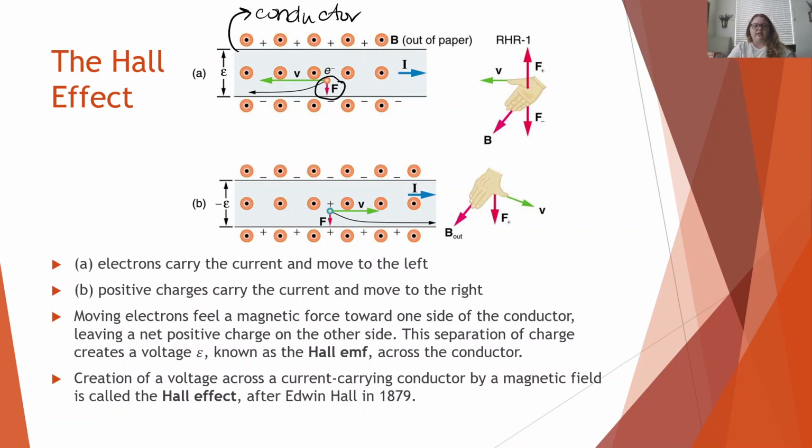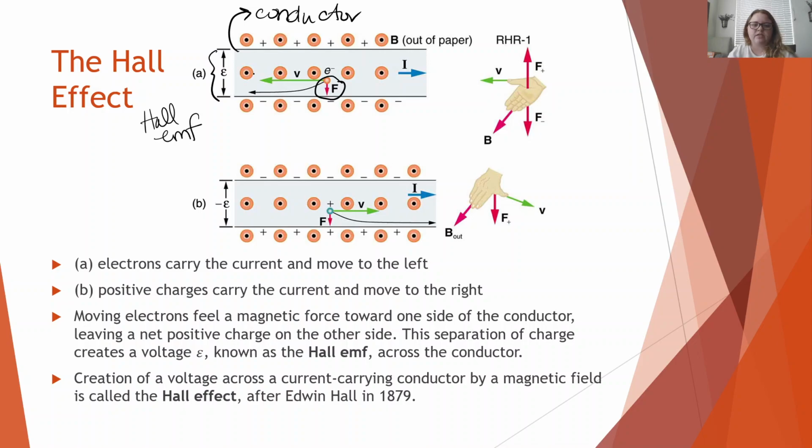So the magnetic force is going to be toward one side of the conductor, and so we will have a net positive charge on this side of the conductor. This will leave some sort of voltage here, okay? And this voltage is called Hall EMF.